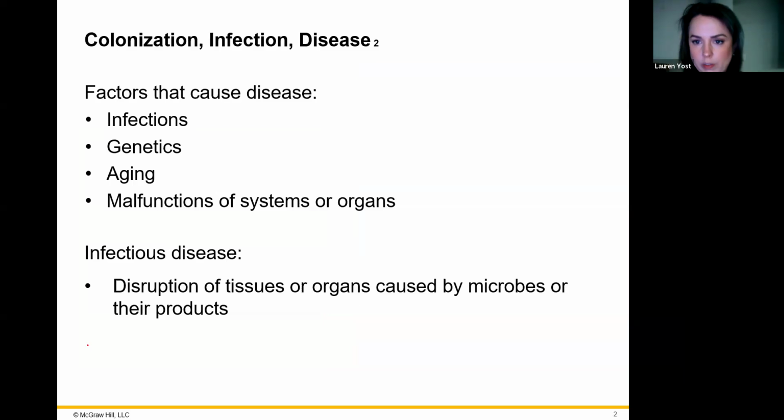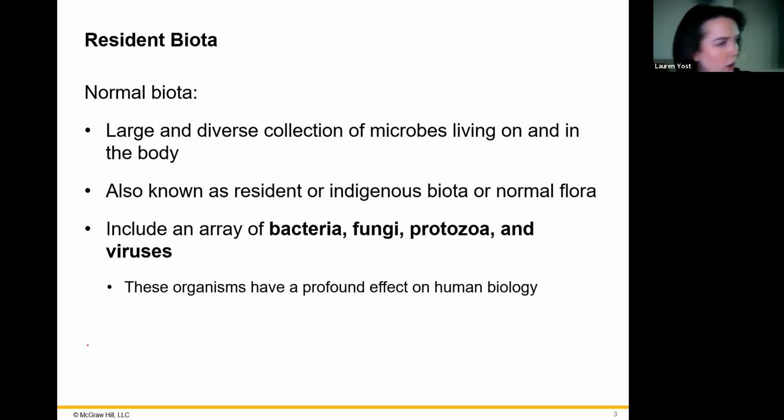Chapter 13 is dealing with disease, basically what it is, how it happens, how the microbes make it happen, and all of that. There's a few factors that could cause disease. Some of them are infection, right? But that's only one. You could have genetics, aging, and just malfunctions of your organs and all sorts of stuff related to that. So infectious disease is any disruption of tissue function caused by microbes or their products, okay? So any deviation from health counts as disease. And then it's caused by microbes.